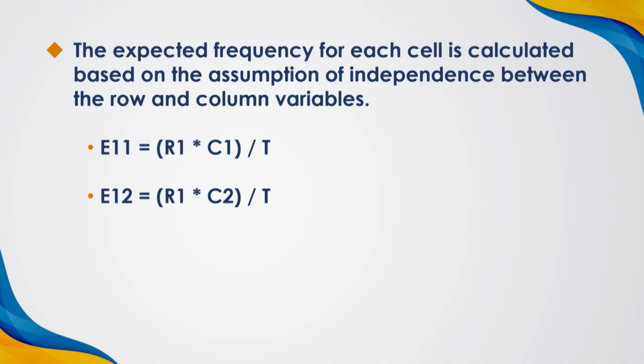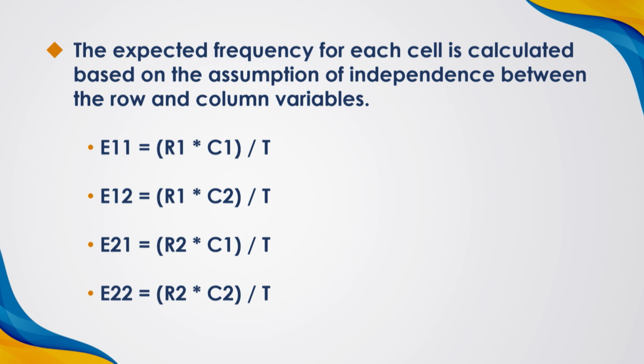Similarly, E12 represents the first row second column. For E12, you pick the row 1 total times the column 2 total divided by grand total T. Similarly, for E21, that is second row and first column, you pick the row 2 total multiplied by the first column total divided by grand total capital T. Then E22, that is your second row second column expected frequency, can be calculated by picking the row 2 total R2 multiplied by the column 2 total C2 divided by grand total capital T. By these 4 values, you are able to obtain the expected frequencies, just like your observed frequencies O11, O12, O21, O22.